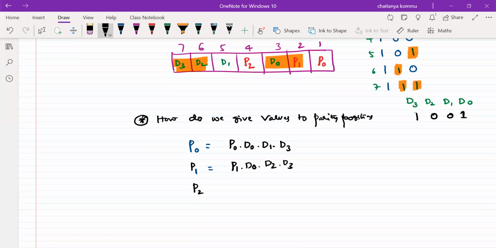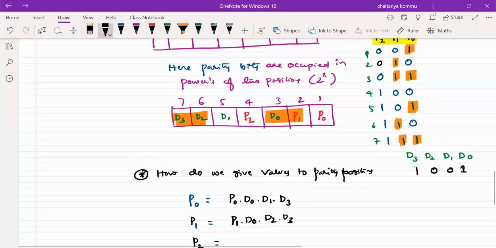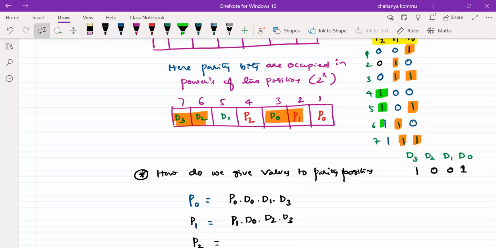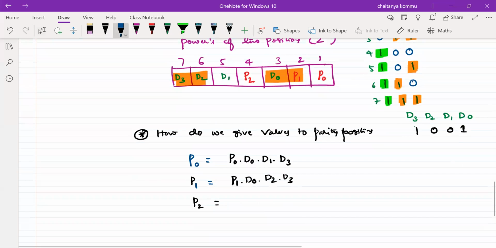Okay, next P2. Can you guess P2? What about P2? So P2 requires this one, here, here, here, and here. So what positions are required for me to calculate P2? The fourth position is required, and the fifth position is required. D1 is required, D2 is required, D3 is required. Are you agree? So in order to calculate the parity values for the parity positions, we have to take the information this way. So far so good.